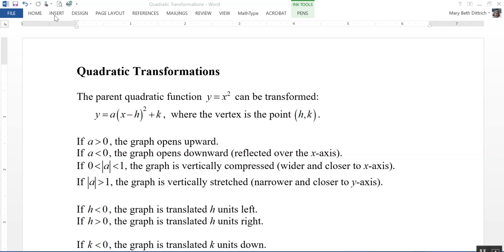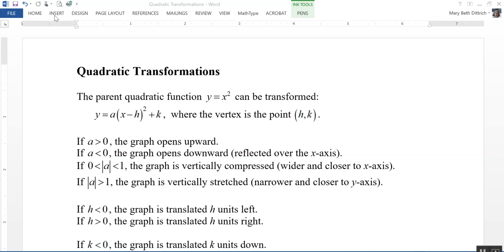If the absolute value of a is a number between 0 and 1, then the graph is vertically compressed. That is, it's wider and closer to the x-axis. If the absolute value of a is greater than 1, then the graph is vertically stretched, or it's narrower and closer to the y-axis. So a controls the shape and the orientation of the graph.